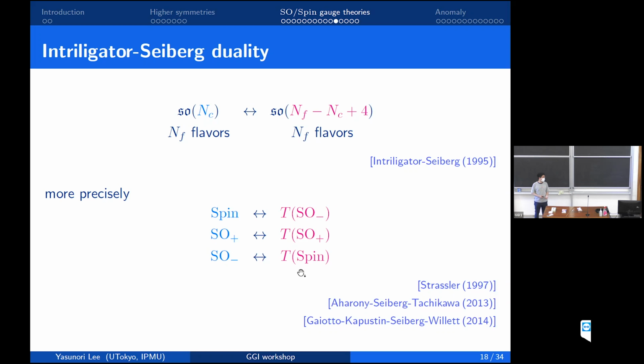And there's also a test of this, by matching superconformal indices on lens spaces, I think. But anyway, this is the mapping under the Intriligator-Seiberg duality. Oh, so T is the T transformation of the SL(2,Z) group, which is the addition of a discrete theta term.